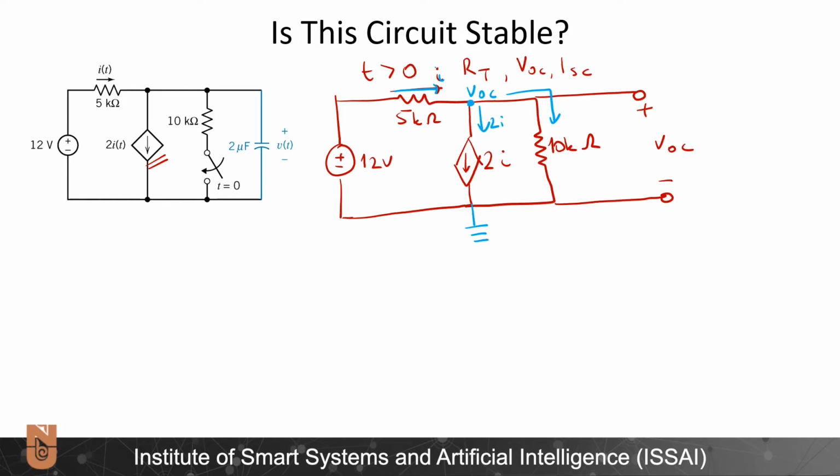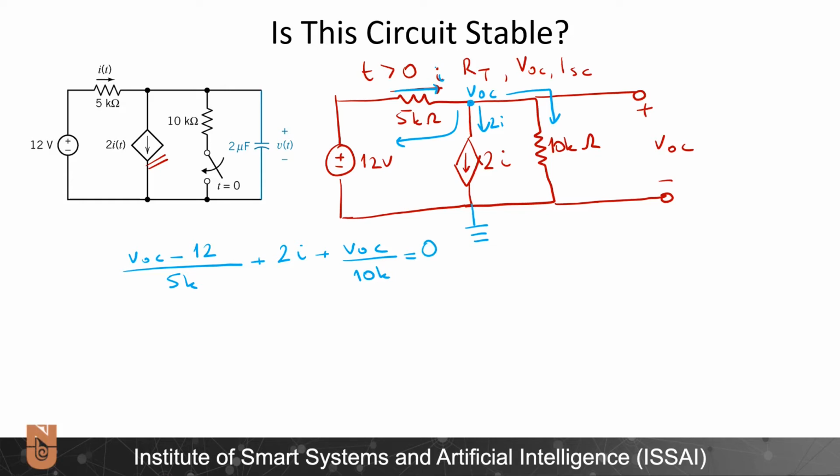Therefore, I can write this as V open circuit. I will assume that that current is going out this way as well. V open circuit minus 12 divided by 5K plus 2I plus V open circuit divided by 10K is equal to 0.